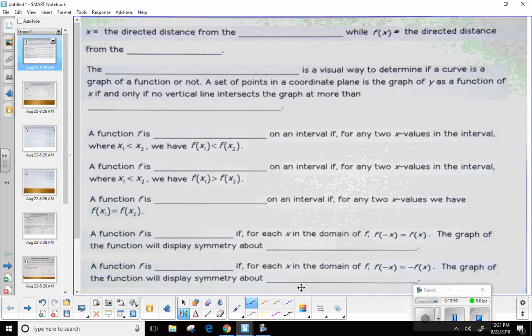Okay? So let's get to some vocabulary. So this, again, is just going to be a review of Algebra 2. So if you already know this, great. If not, perfect opportunity to see where we might have not gotten the material from Algebra 2. So let's fill in these blanks here. X equals the directed distance from the blank, while f of x equals the directed distance from the blank.